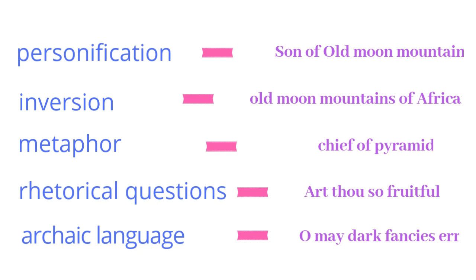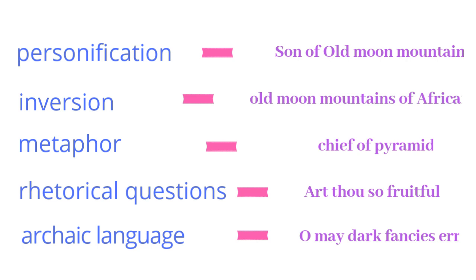So, the first is personification, where the inanimate object is compared to an animated sun. And then we have inversion. What do you mean by inversion? That is changing the word order. Instead of saying African old moon mountains, the poet has taken the word African to the end. This is to give prominence to the moon mountains to bring out the divine quality of the river. Then we have many metaphors like chief of Pyramid and Crocodile, nurse of Swart nations, and so on.